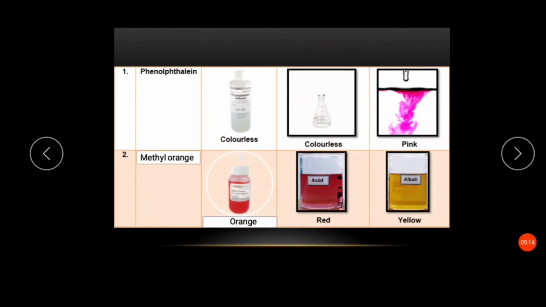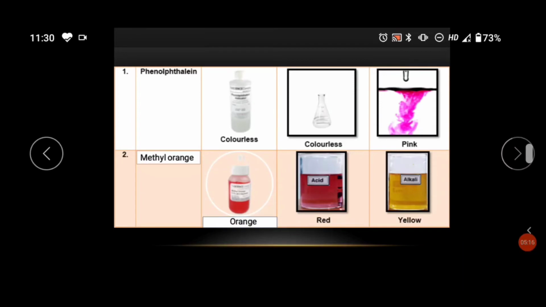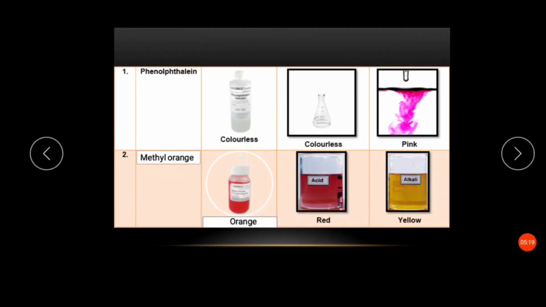These two are the synthetic indicators, phenolphthalein and methyl orange. Phenolphthalein is colorless in nature. In the presence of acid, it remains colorless. In the presence of base, the colorless solution of phenolphthalein changes to pink color. Methyl orange's natural color is orange. In the presence of acid, it changes to red color, and in the presence of base, its color changes to yellow.